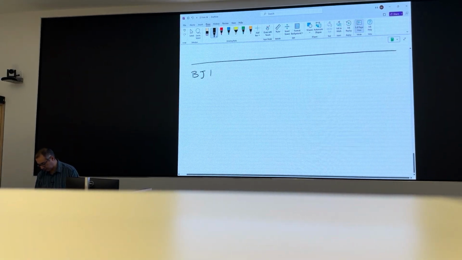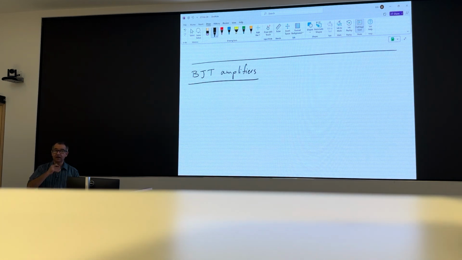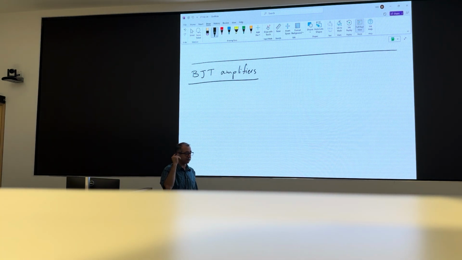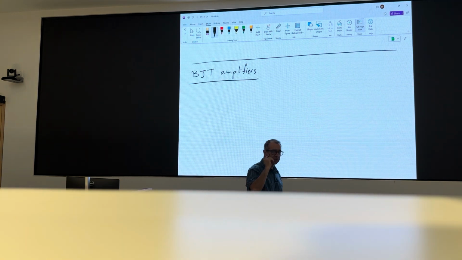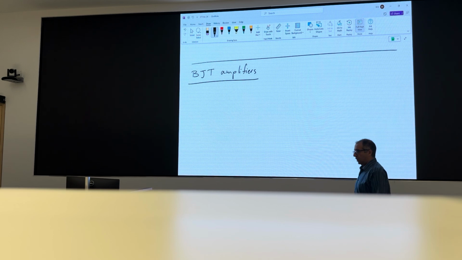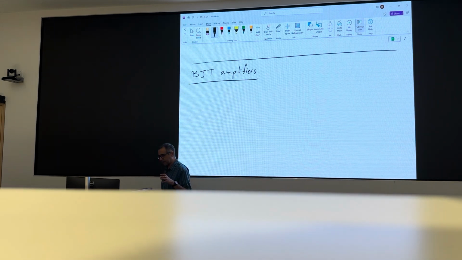Now the exciting part. This is what we've been waiting for. BJT amplifiers. So we want to make amplifiers.